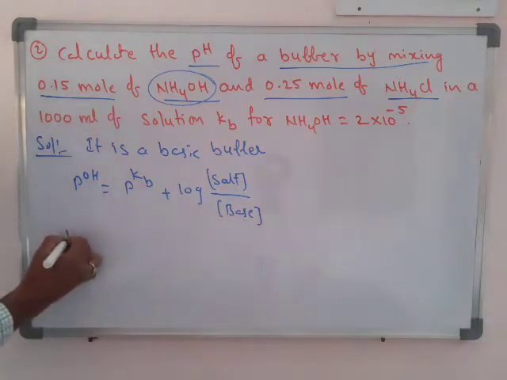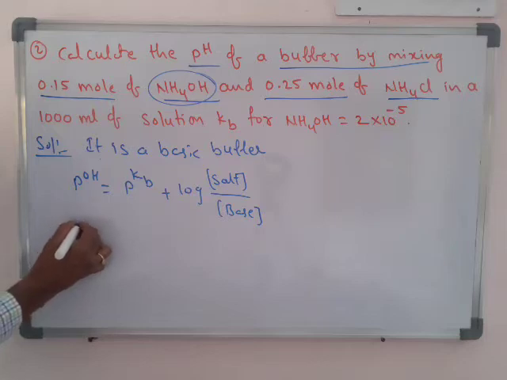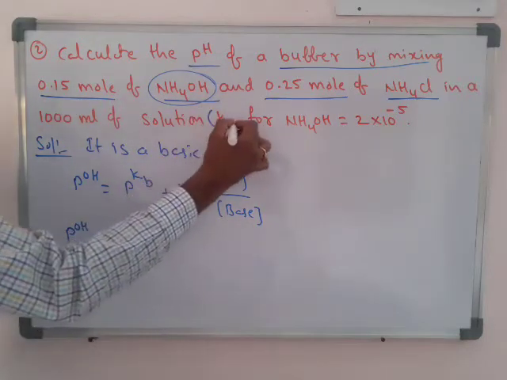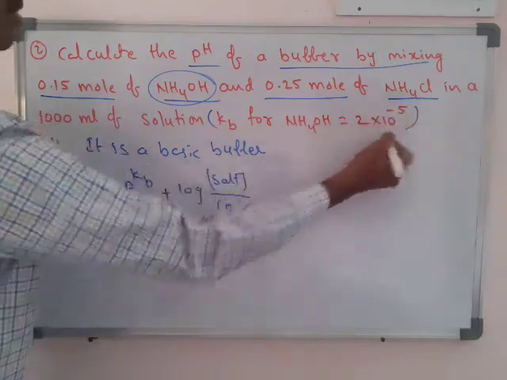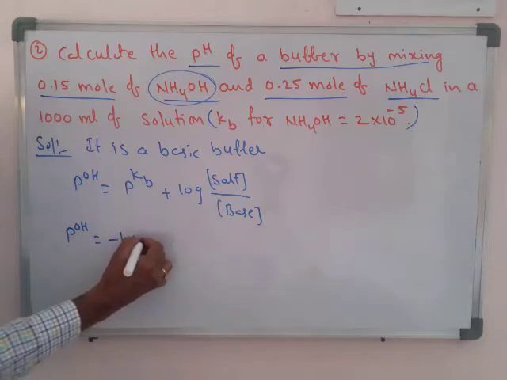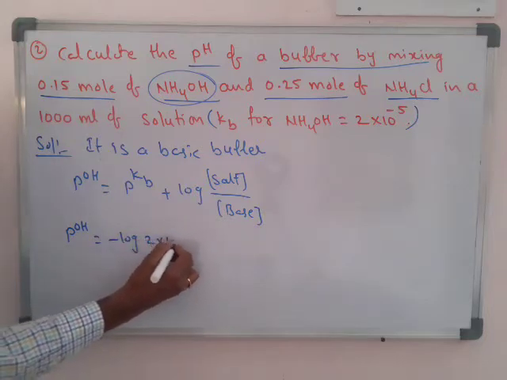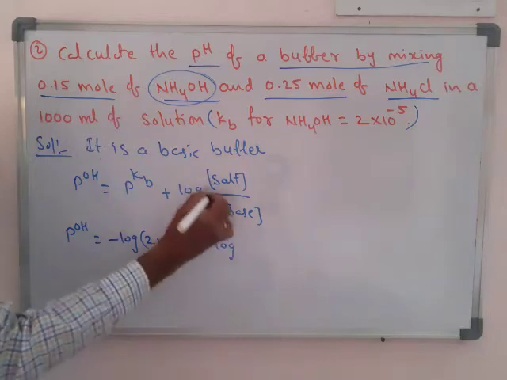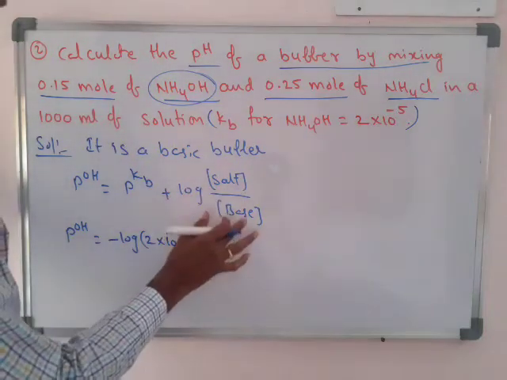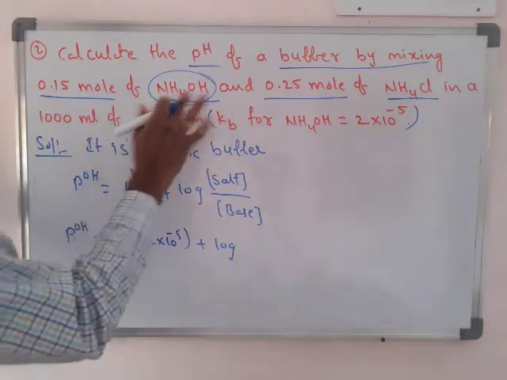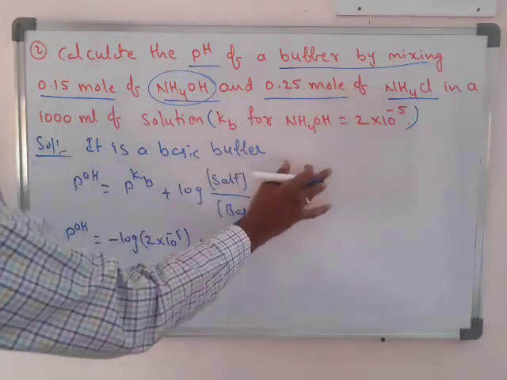So we have to calculate the pH. For bases always we calculate pOH. So what is pKb? Here Kb for ammonium hydroxide is given. We have to find pKb. pKb means minus log Kb, that is 2 into 10 power minus 5, plus log of. So what is the salt, which is the base? We have to identify. Ammonium hydroxide is the base, ammonium chloride is the salt.